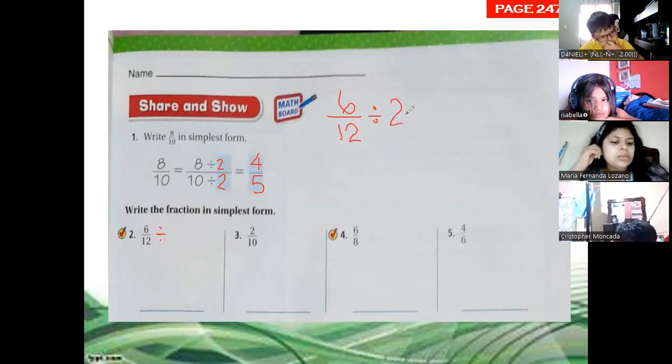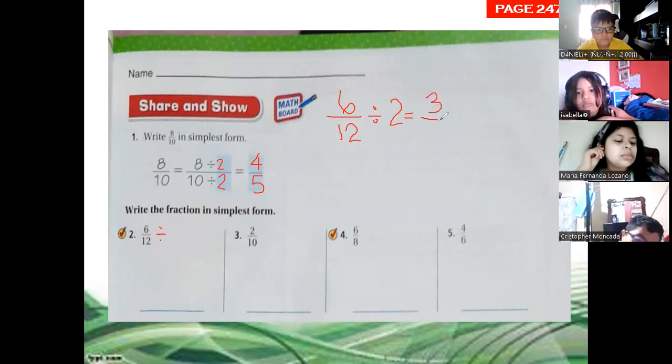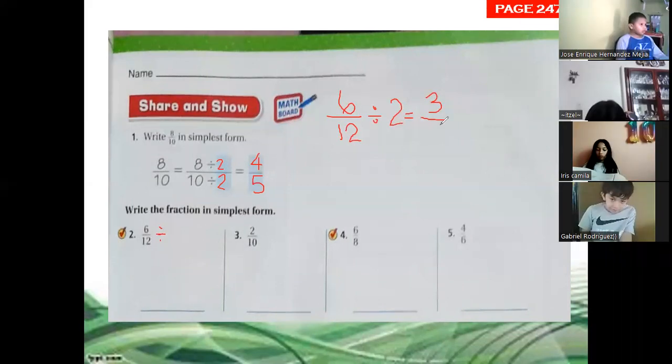I'm going to make a big 2. Equals 6 divided by 2, 3. 12 divided by 2, 6. Okay. Can I continue dividing? I cannot divide by 2.